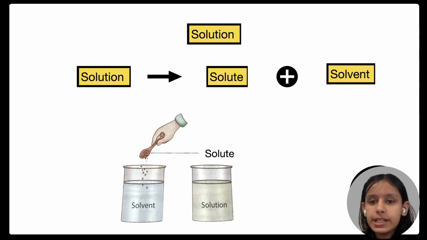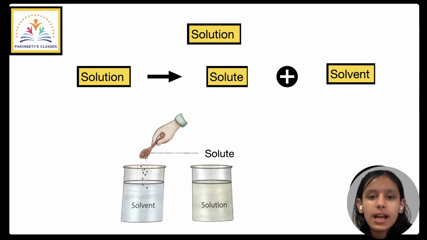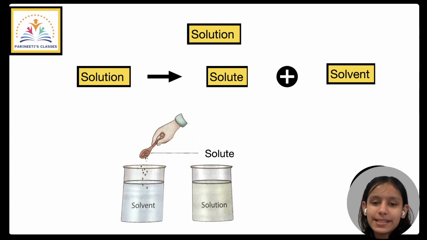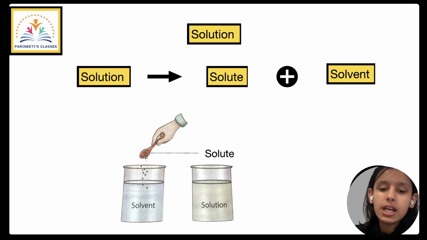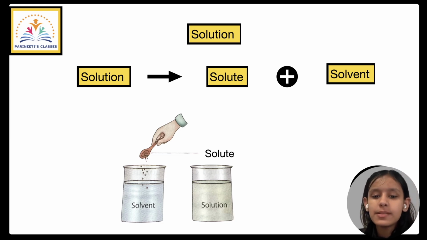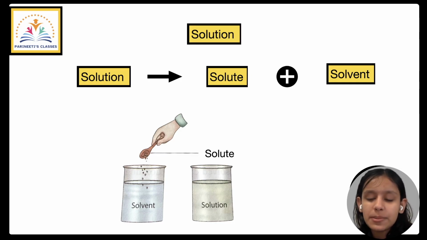Every solution has two parts. The solute is what gets dissolved, like sugar or salt. The solvent is what does the dissolving, like water. So in salt water, salt equals the solute, and the water equals the solvent. Here's a fun fact. Water is called the universal solvent because it can dissolve so many things.